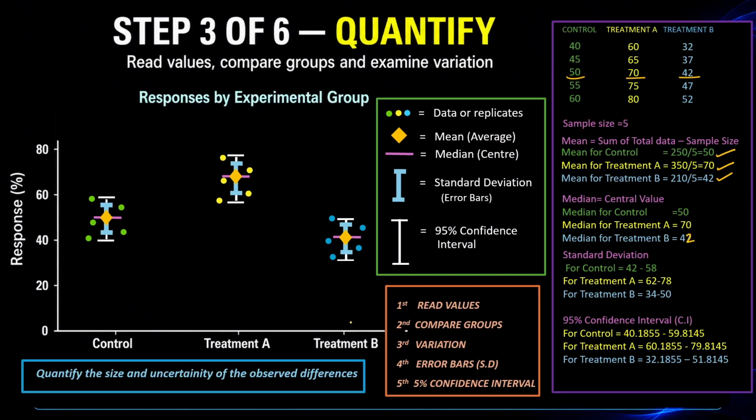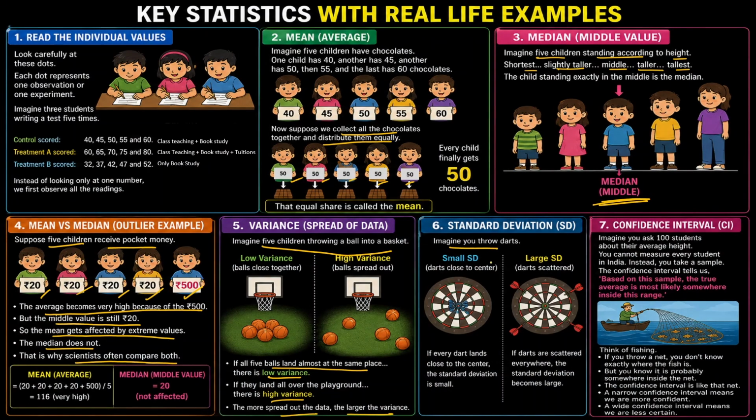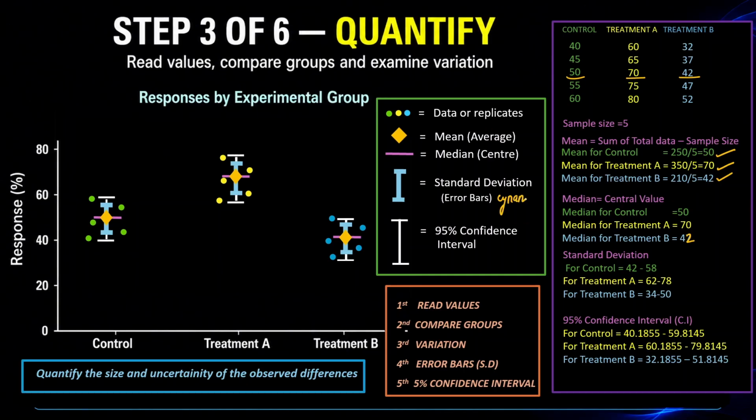Let's move on to the standard deviation. Instead of saying the values are spread a lot, we use one number called the standard deviation. Imagine you throw darts. If every dart lands close to the center, the standard deviation is small. If darts are scattered everywhere, the standard deviation becomes large. On this graph, the error bars represent one standard deviation. Longer bars mean more variation, shorter bars mean more consistent data.